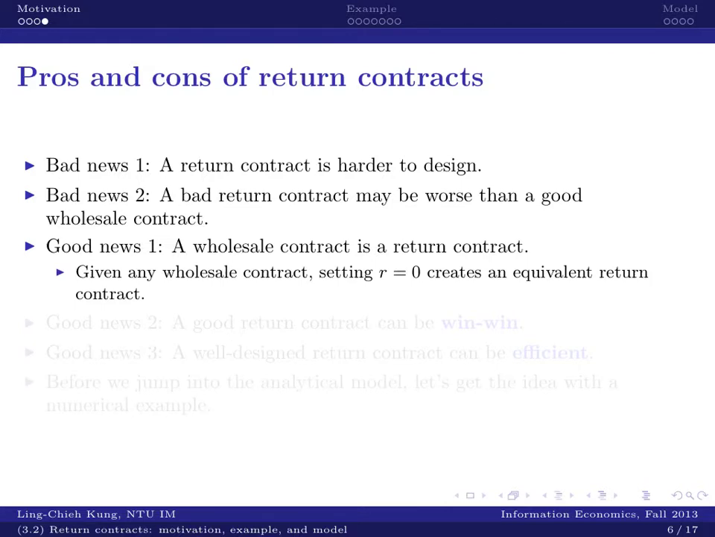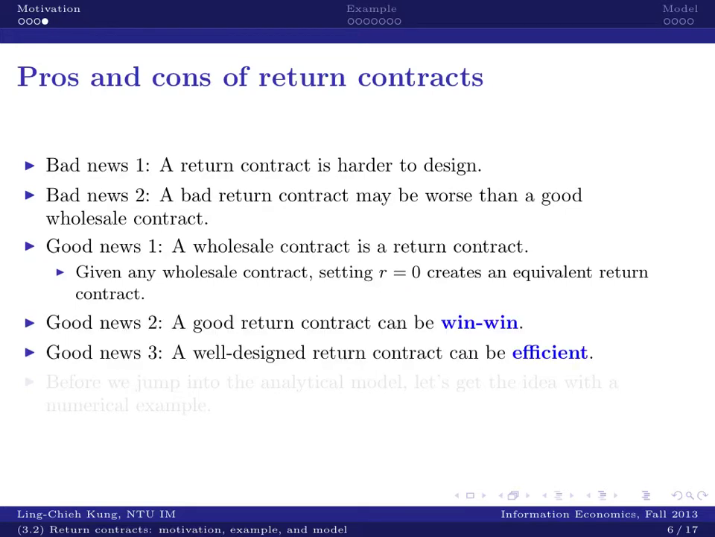But there is also some good news. First, a wholesale contract is actually a return contract, or we may say a wholesale contract is a special return contract. Given any wholesale contract, all you need to do is to choose small r to be 0, and that's going to give you an equivalent return contract, right? And that directly tells us that it is quite hopeful for a return contract to beat or to dominate a wholesale contract. So that's why intuitively we have the other two pieces of good news.